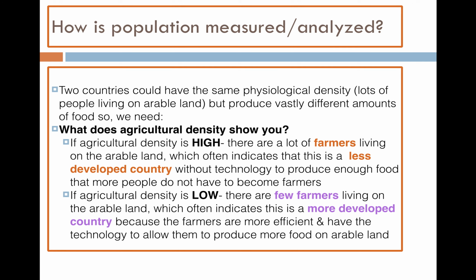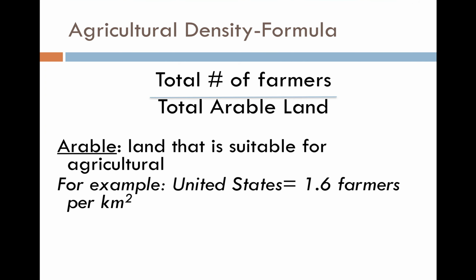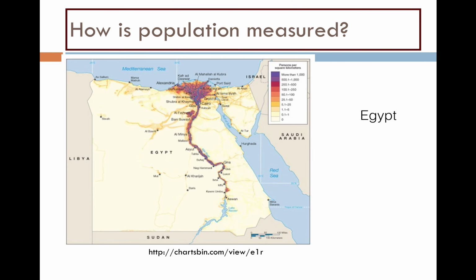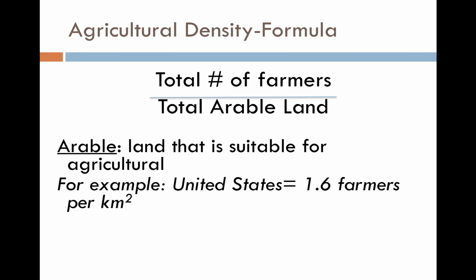If agricultural density is high, meaning lots of farmers living on that arable land, think of the tables again in the classroom, then that means that it's probably going to be a less developed country. Because if all of the people living on the farmable land are all farmers, then that's likely an indication that they don't have technology available there that would allow only one person to do the job of many. In other words, this is likely a lesser developed country if you have a very high agricultural density, because all of the people living on that arable land, think back to Egypt here, if all of those people are farmers, that's an indication that they're only producing enough food to feed themselves, right?